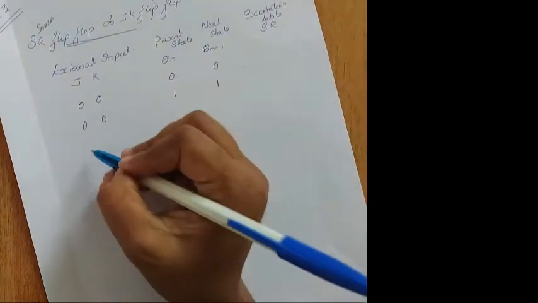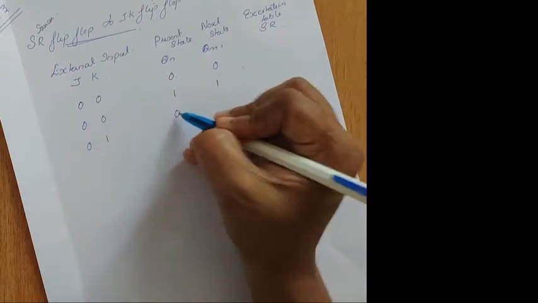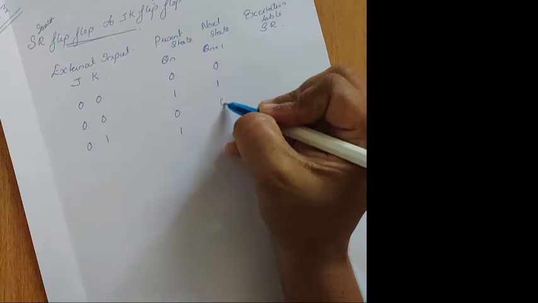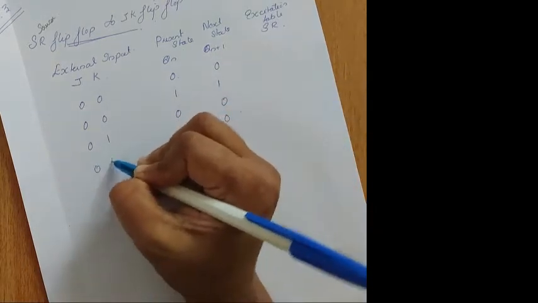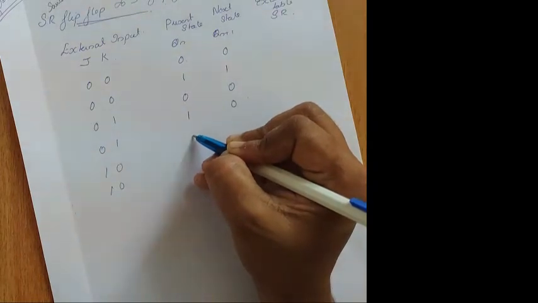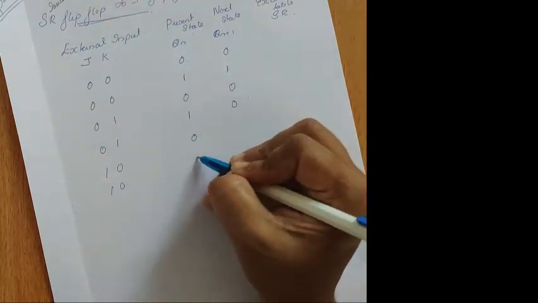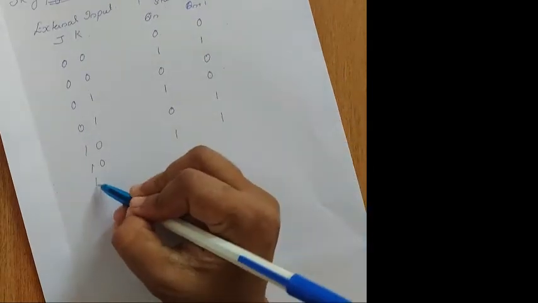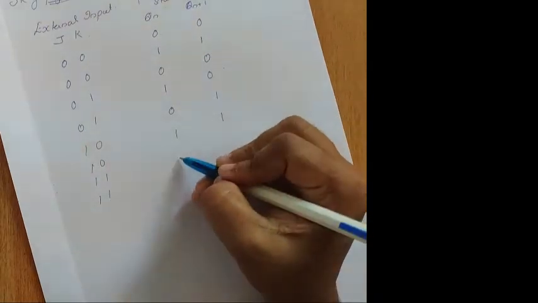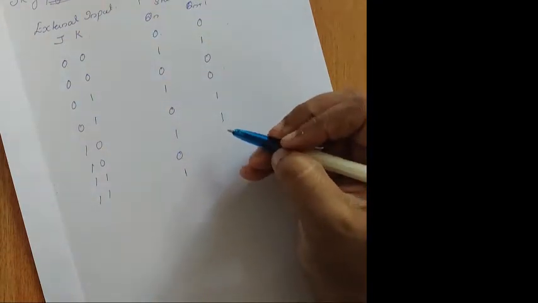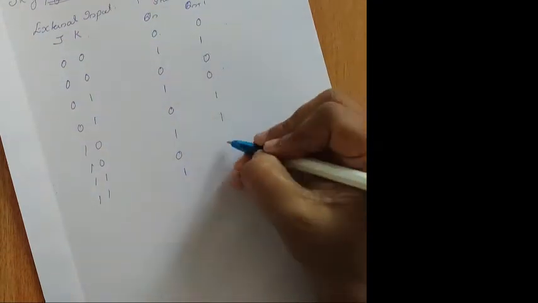We have seen the 0, 1 statement: if your present state varies from 0 to 1, your next state will always be 0. For the 1, 0 statement, if your present state varies from 0 to 1, your next state will always be 1. For the 1, 1 condition, the output will be the opposite of the initial state.